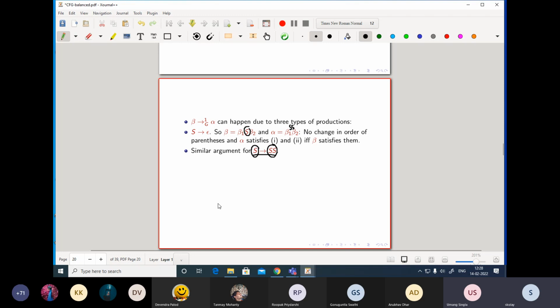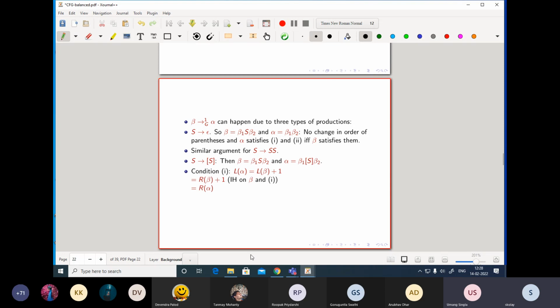Now the interesting case is what happens if I am applying a production where I am introducing some new brackets. In particular, the production S going to left bracket S right bracket. So then what does it mean? Beta will be of the form beta 1 S beta 2 and alpha will be of the form beta 1 left bracket S right bracket beta 2.